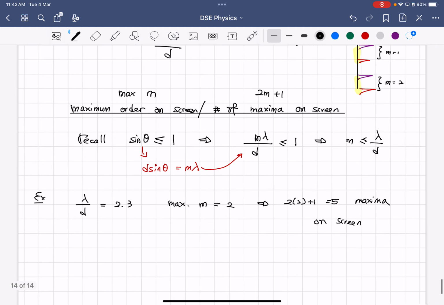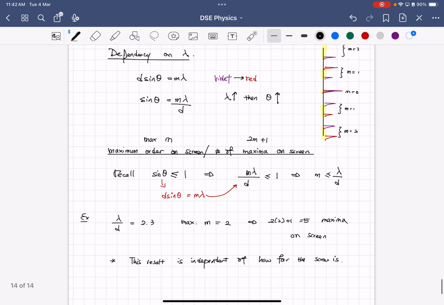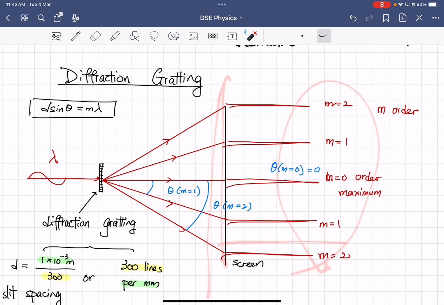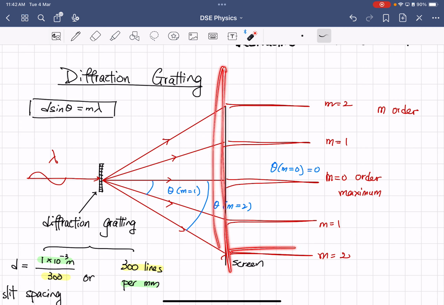So there's one remark to remind you that this result is independent of the distance of the screen. Let me write this down. It's independent of how far the screen is. Because someone will say, now maybe you got only 5. Can I move this screen further away? Then I may be able to capture more and more orders.